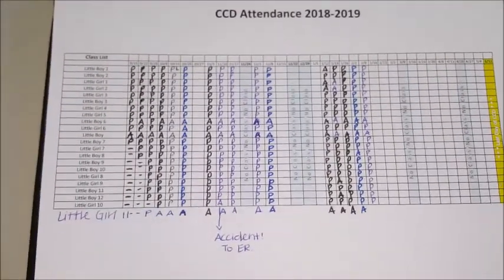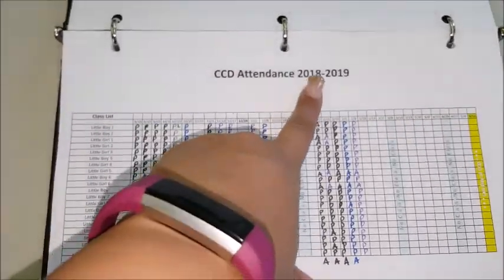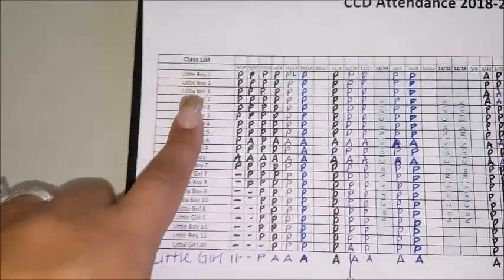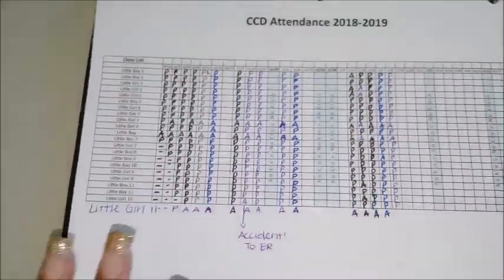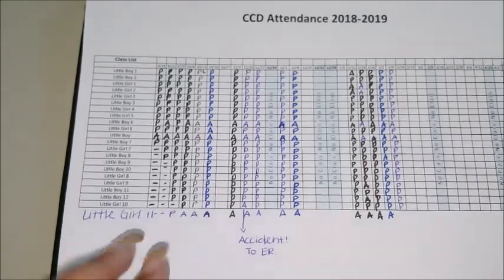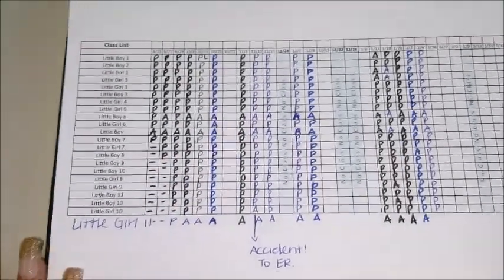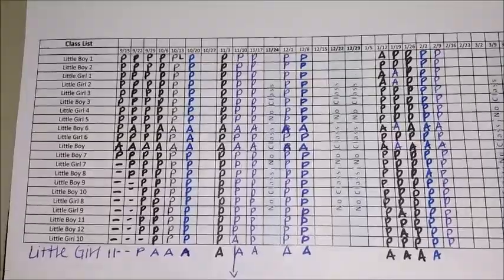So first things first is my attendance. This is last year's attendance, and it has been doctored up. I have taken all the kiddos' names out, so all you see is little boy and little girl. But I just wanted to give you a quick view of how I keep my attendance. I mean, it's kind of old school, but it is what it is, right?